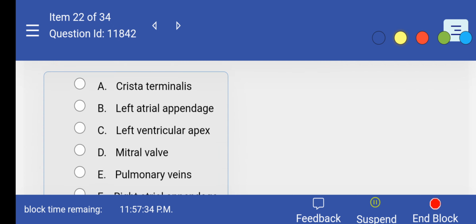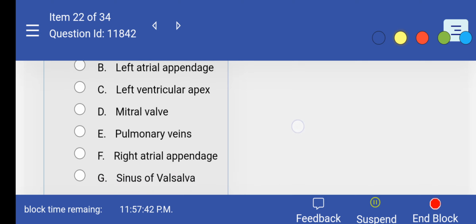Option A, crista terminalis. Option B, left atrial appendage. Option C, left ventricular apex. Option D, mitral valve. Option E, pulmonary veins. Option F, right atrial appendage. Option G, sinus of Valsalva. Pause it and give the answer.